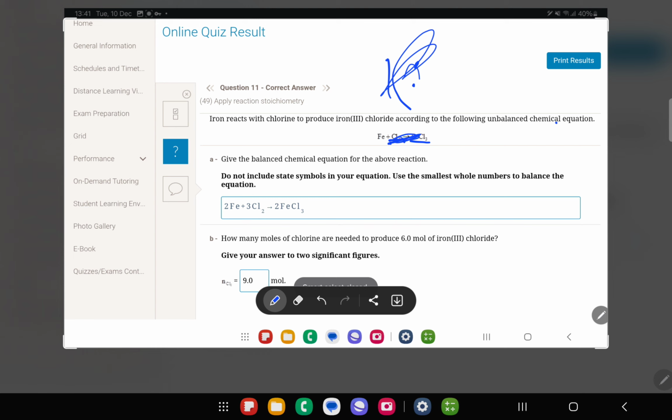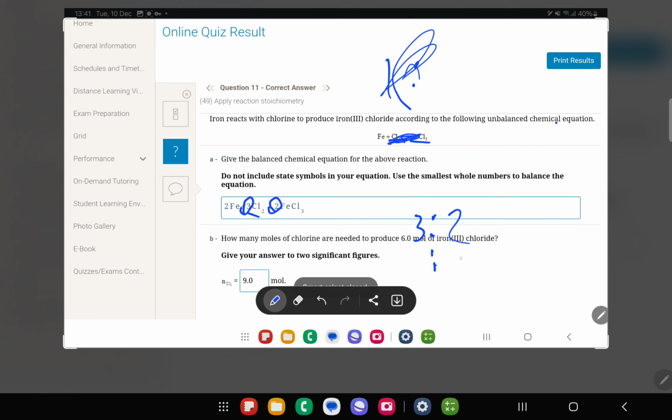Oh, oops, sorry, I'm using the unbalanced one. We have to use this one. 3 Cl to 2 FeCl. So we'll use 3 to 2. Since we're already given the moles of chlorine, we use 6. We put 6. Oops, sorry, no.